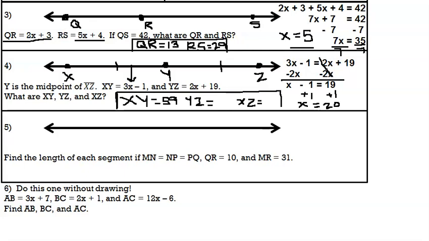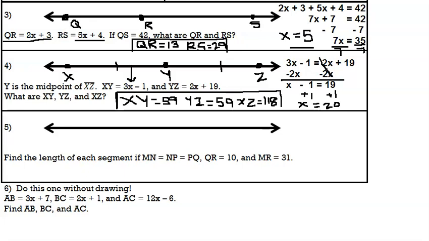Now, I guess we could save ourselves the trouble. If we know that YZ is the same as XY, we might as well just write 59 again. Now, I don't know if you checked, but if you did, you would get 59 either way. XZ would be the entire distance, which would be 118. It's just 59 plus 59.